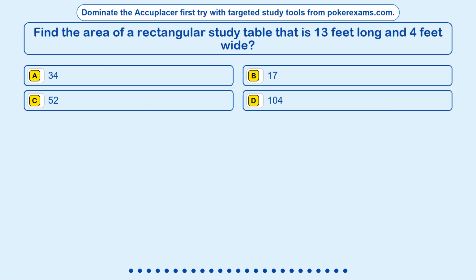Question 12. Find the area of a rectangular study table that is 13 feet long and 4 feet wide. Option A, 34. Option B, 17. Option C, 52. Option D, 104.